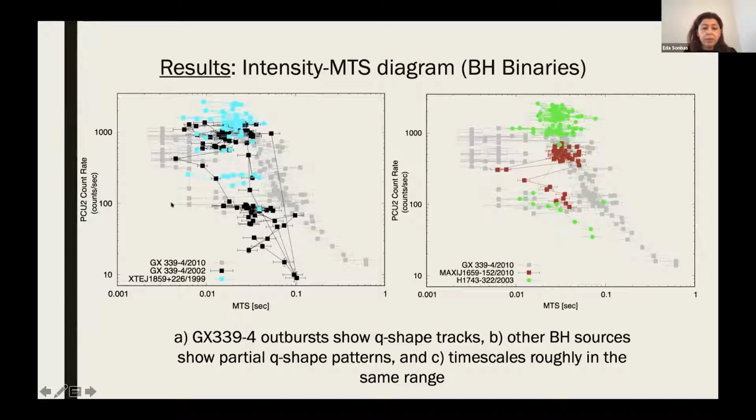This is the 2010 outburst for GX 339-4, this is another outburst for the same source, and this is another source. We showed the other 2 black holes as well as the 2010 outburst of GX 339-4. The GX 339-4 outbursts show Q-shaped tracks, and the other black hole sources show partial Q-shaped patterns. But when you look at the time scale, they are roughly in the same range.